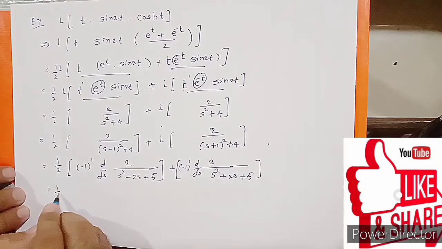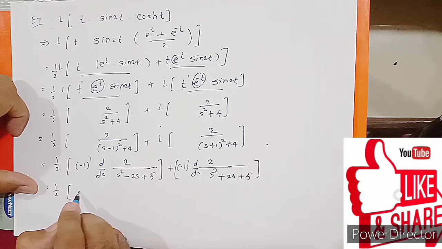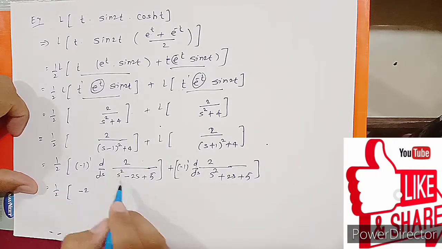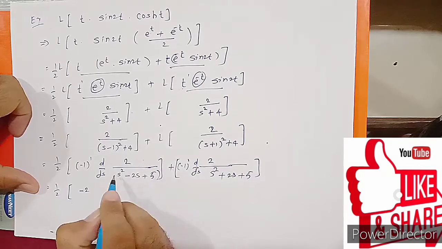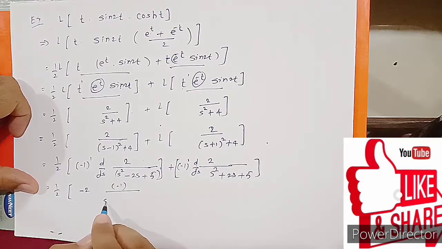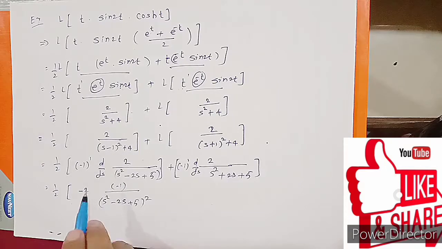Okay, so 1 upon 2 is as it is, so -1 raised to 1 is -1. Derivative we are applying to, we are putting 2 outside. So what is the derivative? What is the power here? Power is 1, so numerator with the -1 divided by s square minus 2s plus 5 raised to 2. Again same formula apply here.